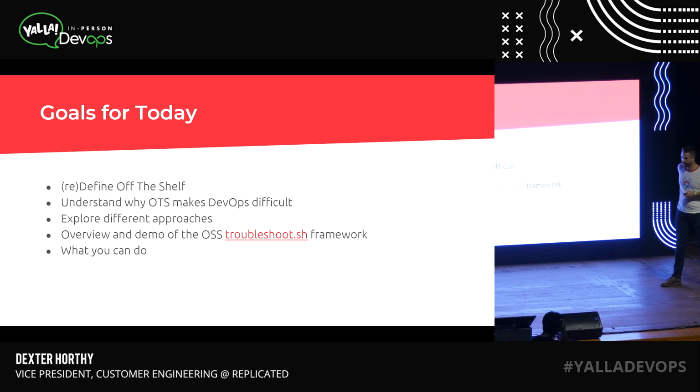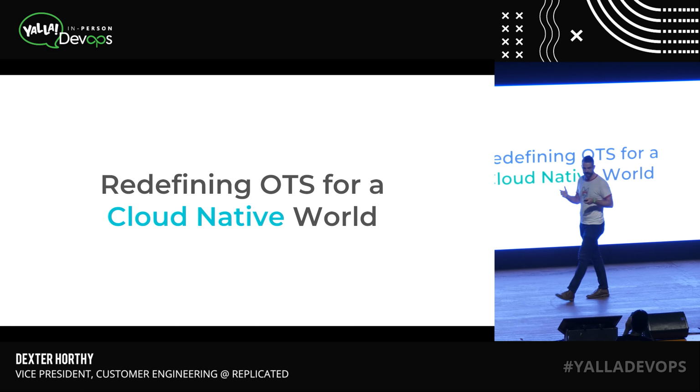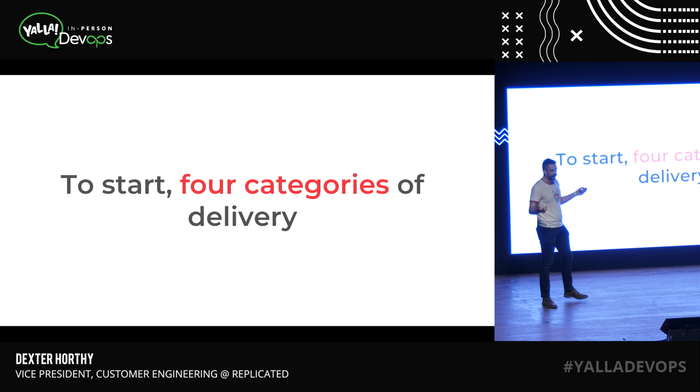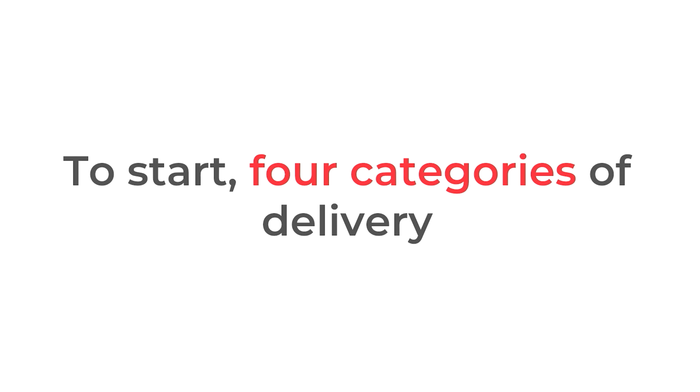Cool. So I got a short agenda. We'll just jump right into it. I want to start by defining what we mean by off-the-shelf tools, especially in a cloud-native world. And we'll start by talking about the 4 categories of delivery.